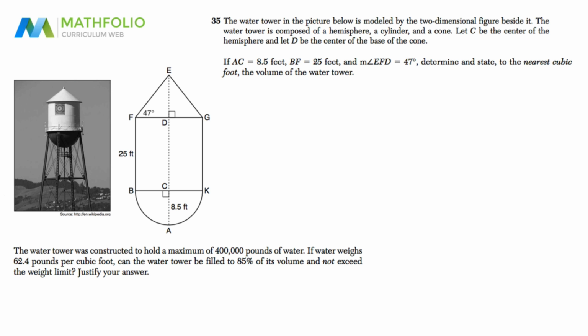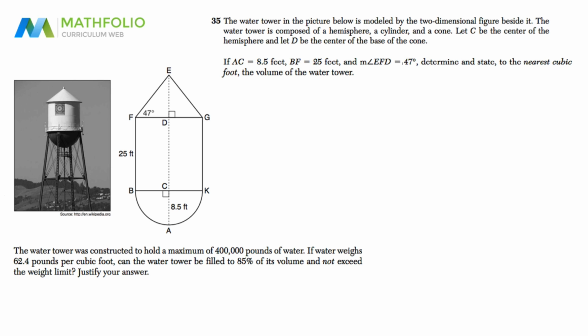Okay, this is the last part. This is part 4. There are 2 questions here. So this is the first question, which is a 6-point question. It says the water tower in the picture below is modeled by a 2-dimensional figure beside it. So this water tower has been drawn as this flat 2D shape. It says the water tower is composed of a hemisphere, which is this half sphere, also a cylinder and a cone. There's a cylinder in the middle and a cone up at the top.